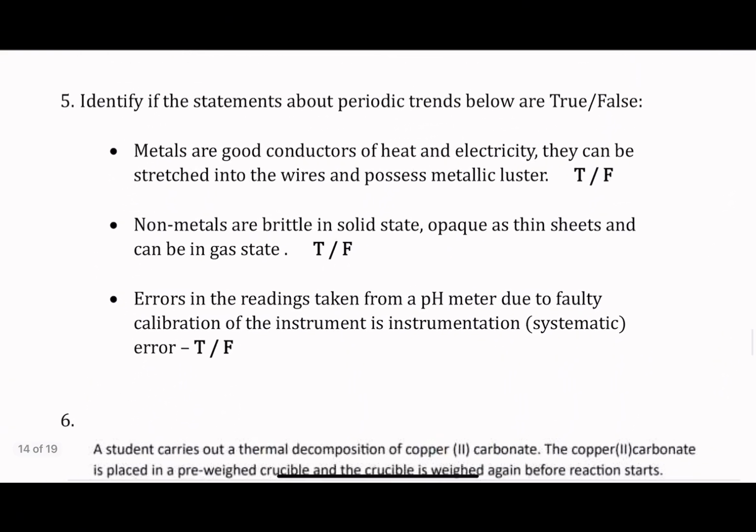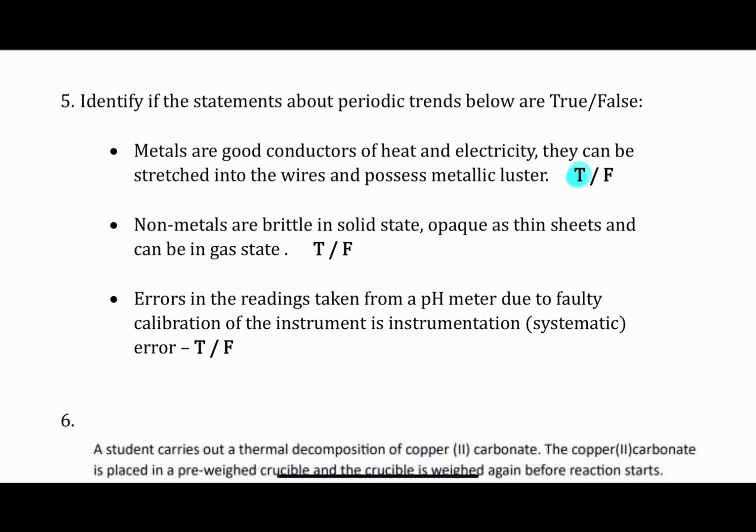Now, the next question. Identify if the statements about periodic tables below are true or false. Metals are good conductors of heat and electricity. They can be straightened into wires and possess metallic luster. If you check our PPT, you know that it is true.